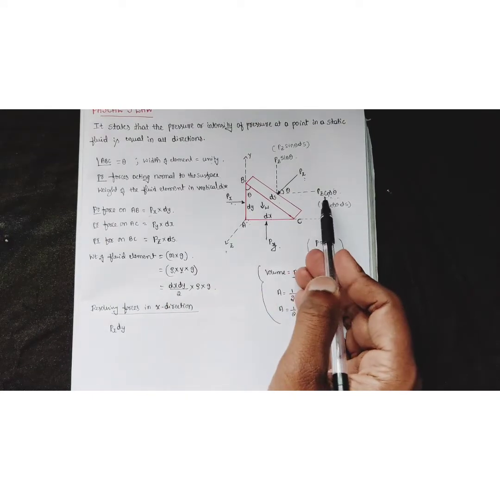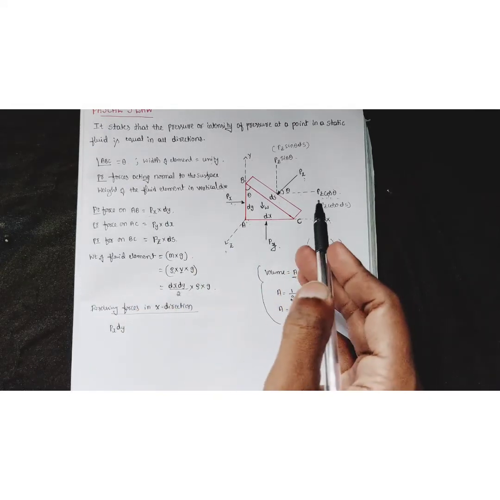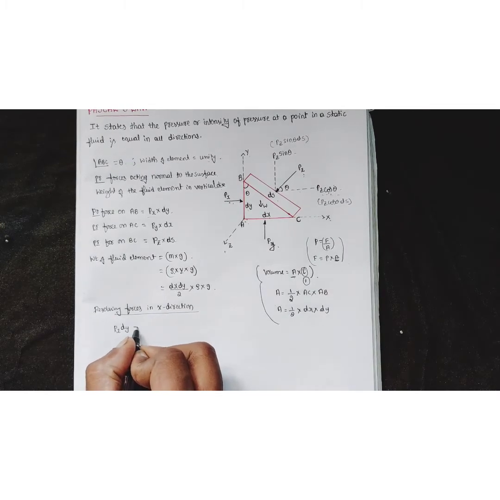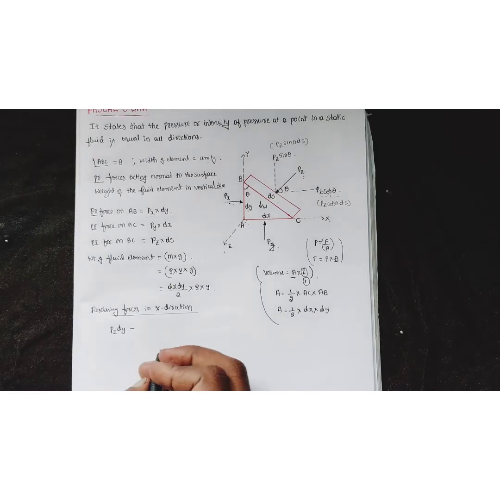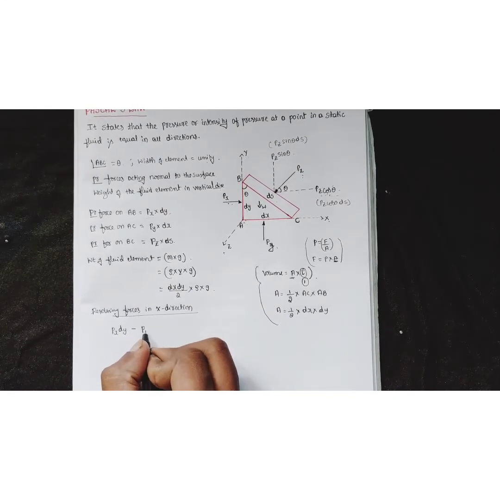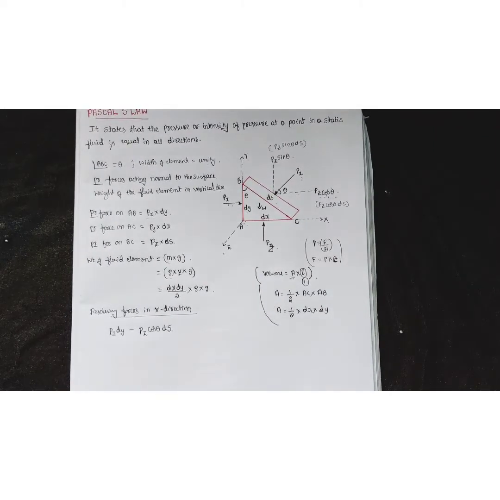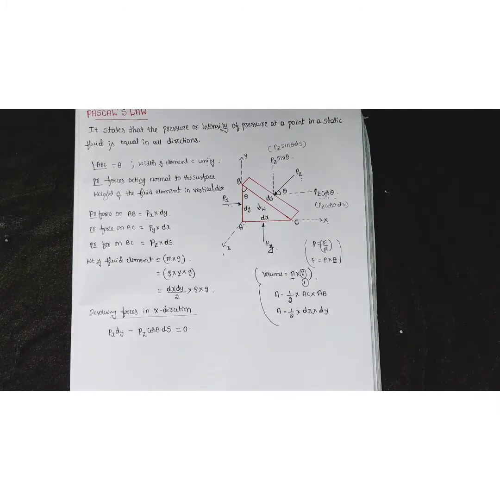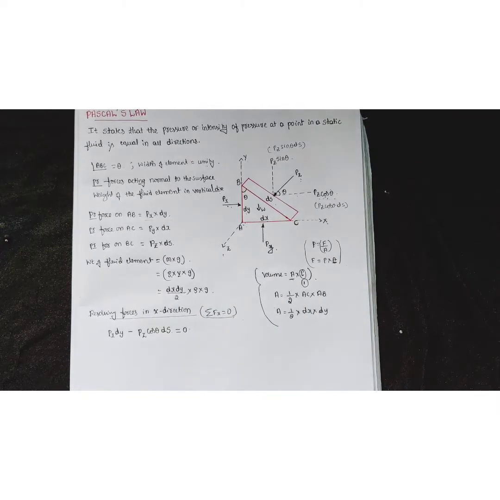Next, see here, it is moving towards the left direction, hence we take it as negative. So put the negative sign here. Then the force acting is Pz cos theta into ds. This is equal to 0. The summation of forces in x is 0. This is the equilibrium condition that we are applying while resolving these forces.